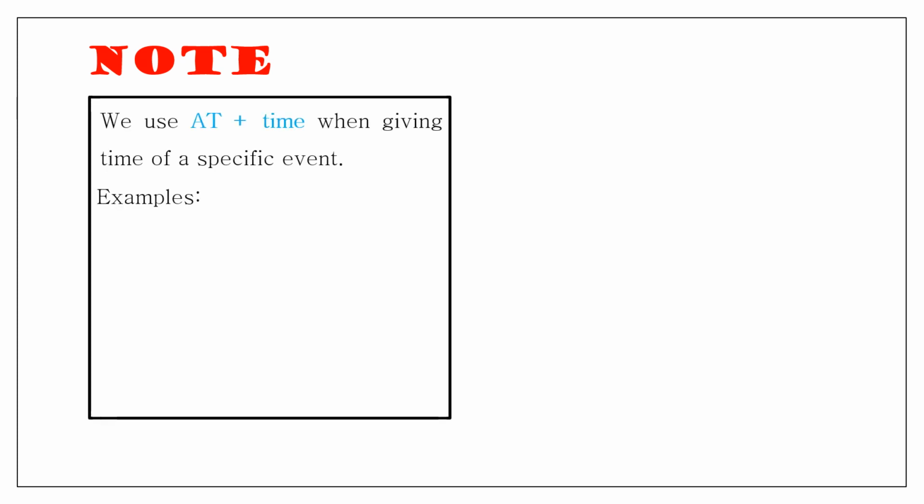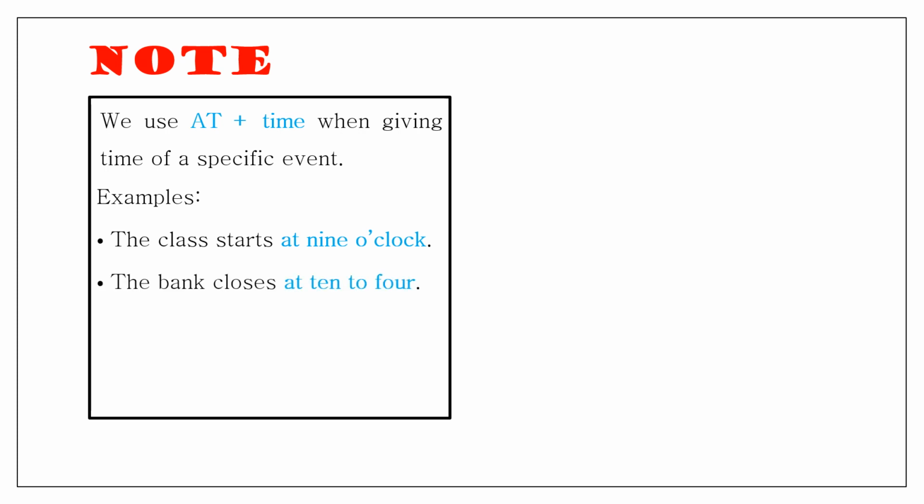I have some notes for you that we use at plus time when giving time of a specific event. Examples: the class starts at 9 o'clock. The bank closes at 10 to 4. Students go to school at 6:30.